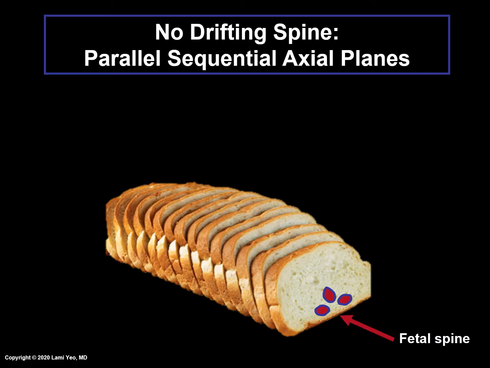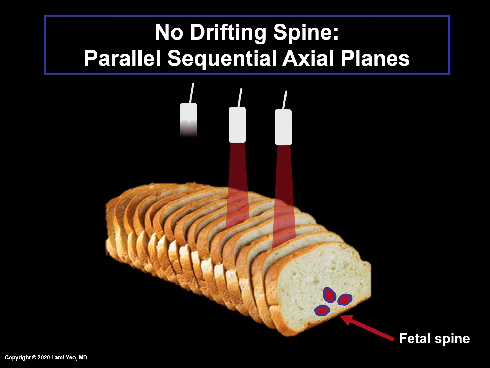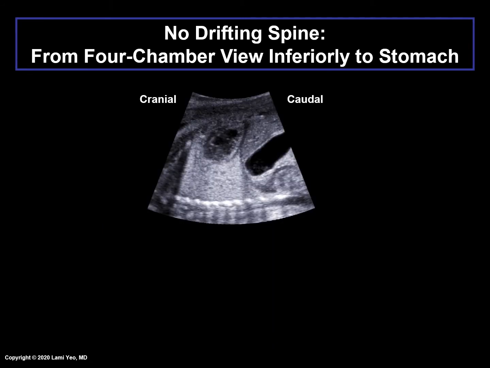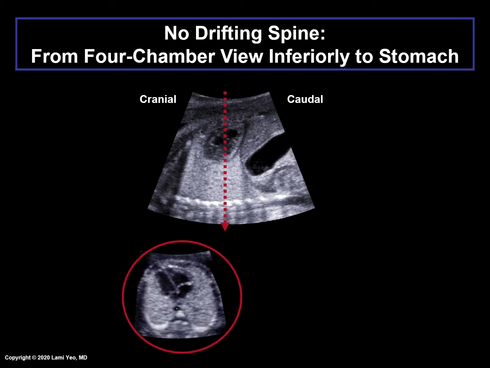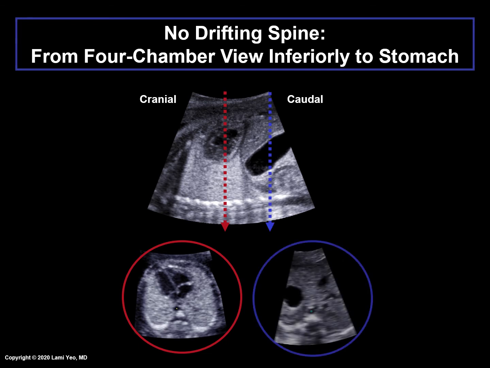Here is a loaf of bread flat on the ground, and the fetal spine is shown. As one scans through the loaf of bread from the cranial to the caudal ends, sequential axial planes are parallel to each other like slices of bread, and there is no drifting spine because the spine remains in the same area. The area of focus is between the four-chamber view and the stomach. This is where the spine should be observed.